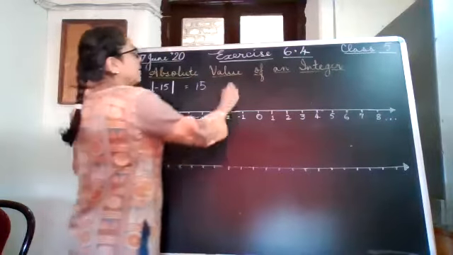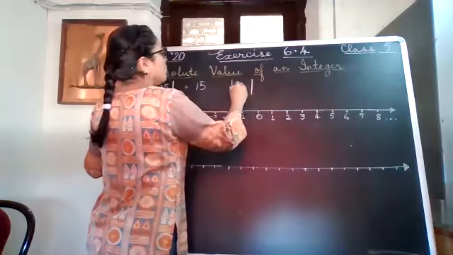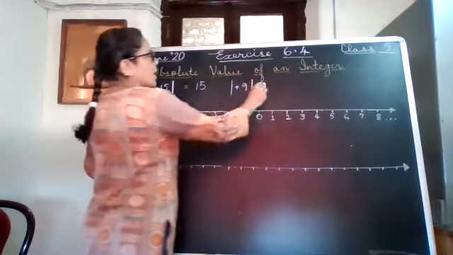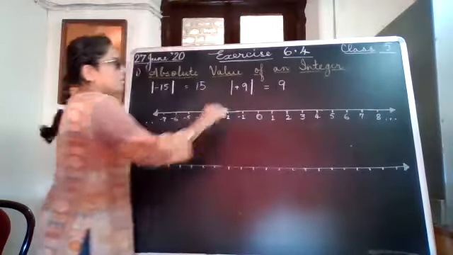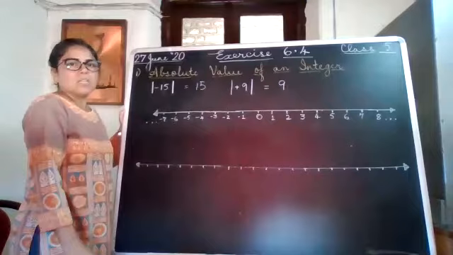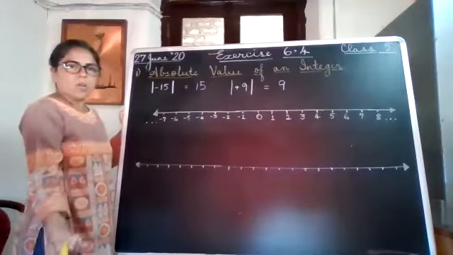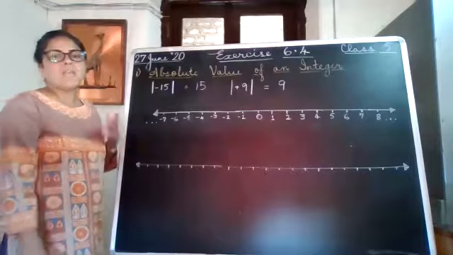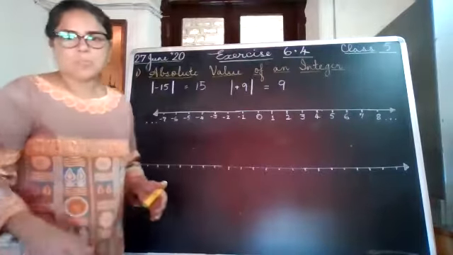Now if I have to find out the absolute value of plus 9, again it means I write the number without the sign. That's all. So it's very easy. Just take off the sign. It becomes absolute value. Okay.